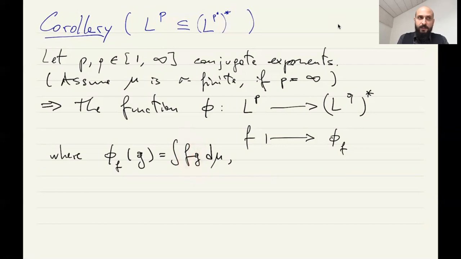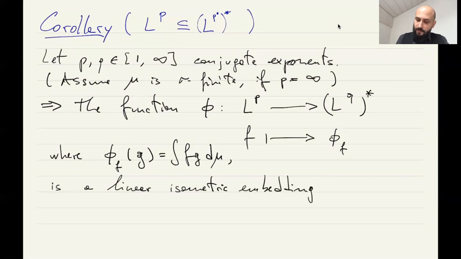Okay, so the statement is this function is a linear map, continuous, and is actually an isometric embedding. So it might not be surjective. Actually, we will go back to the point of surjectivity, but it preserves the norm of vectors. So this is the corollary that we are going to prove now. And as I said, it's based on Hölder's inequality.